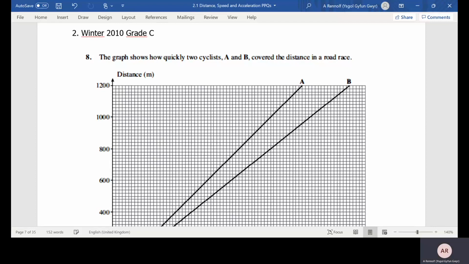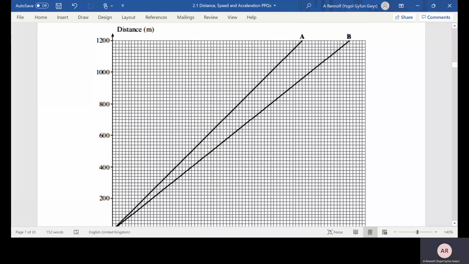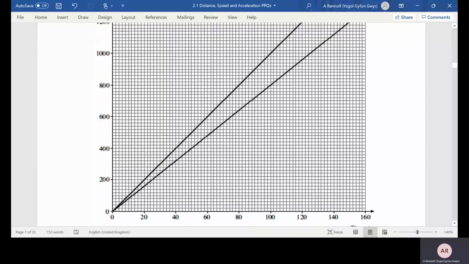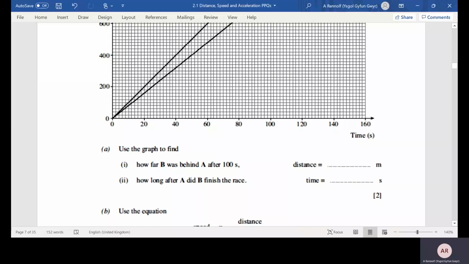Okay, so we've got 2 cyclists now, A and B, and we've got some work to do in interpreting what this graph is telling us. So we can see that for the cyclist that A represents, the gradient is steeper, and that means that they're travelling faster. And we can see that because they cover 1,200 meters of distance in less time than B. So let's see what the questions are asking.